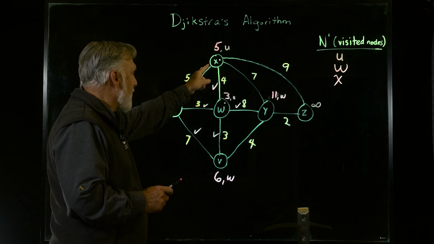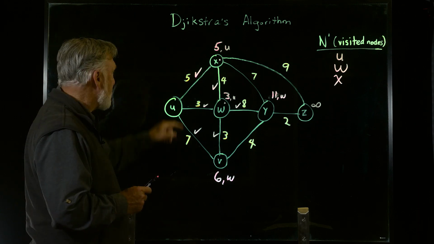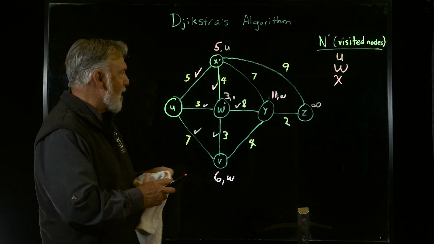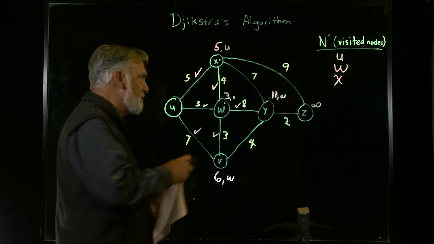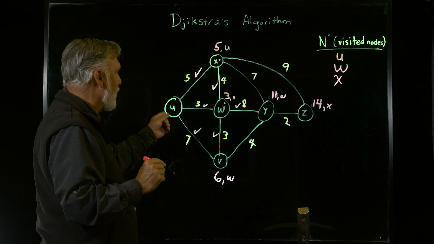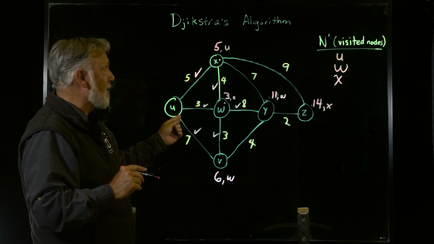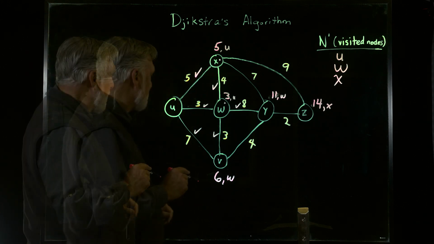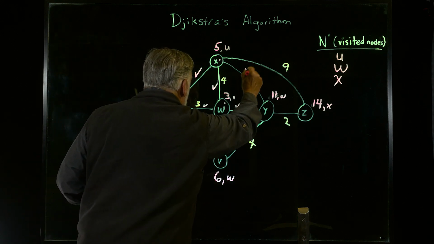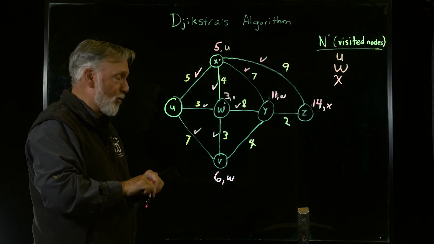Next, we're going to check out the distance to Z going through X. The cost is 5 plus 9, which is certainly less than our original statement of infinity. So with our notation, the cost to get from U to Z is 14 by going through node X. Next, we're going to visit V. We haven't visited that yet. By the way, I'm checking off the paths from X that we just explored.